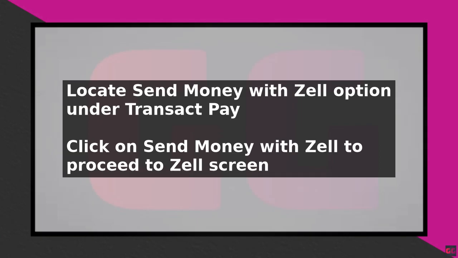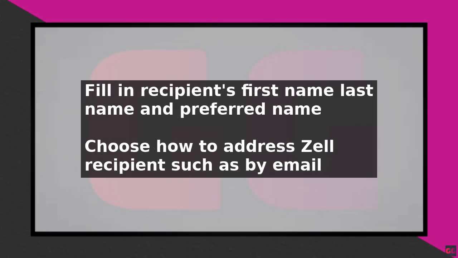Once you are logged in, locate the Send Money with Zelle option in the top horizontal menu under Transact Pay. Click on this option to proceed to the Zelle screen, where you will find the Add Recipient button. Click on it to access the Add Recipient form.